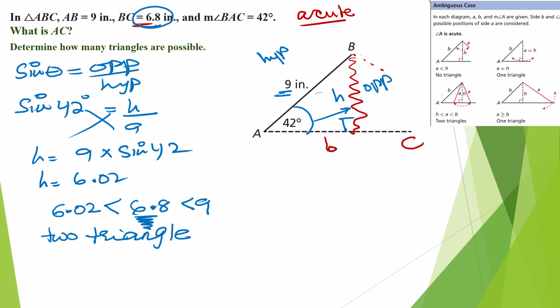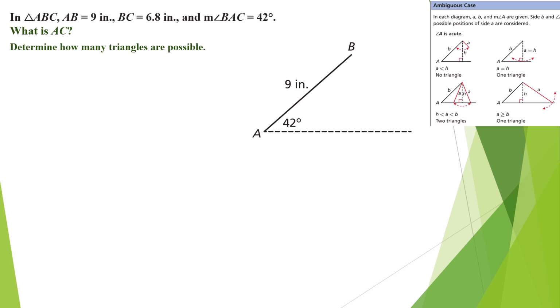Two possible triangles. Now once we figure out that there are two possible triangles, let's try to find out all the sets of triangles. So here, what is the formula? The formula is sine A over a equals sine B over b equals sine C over c.